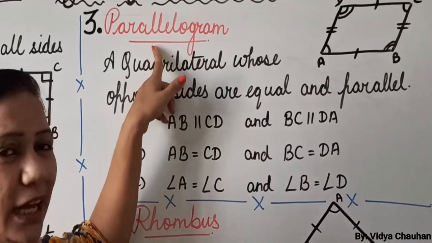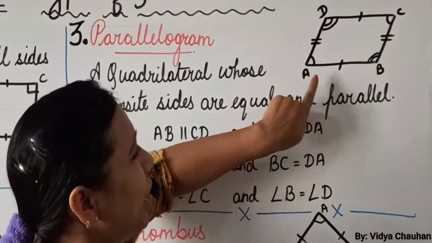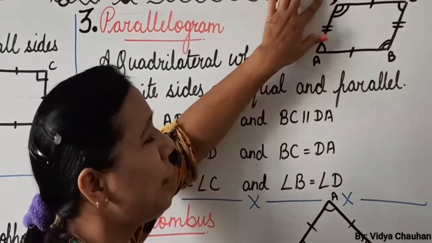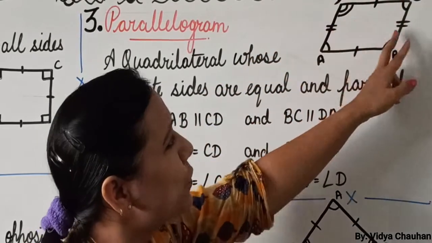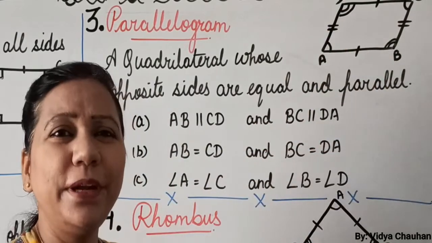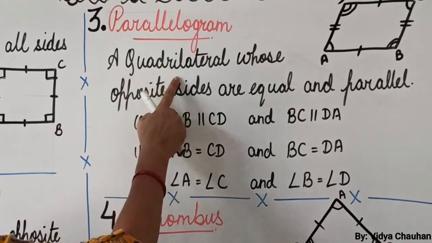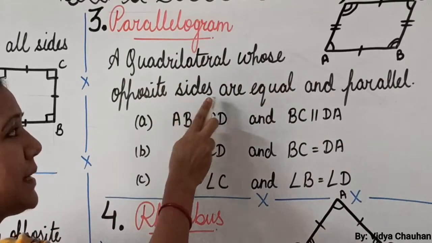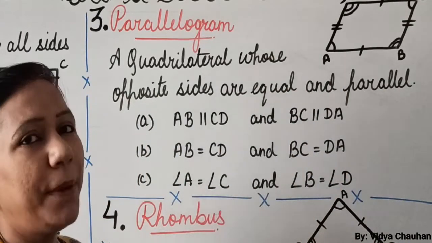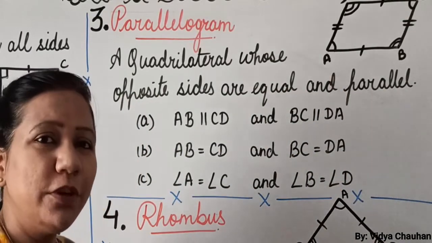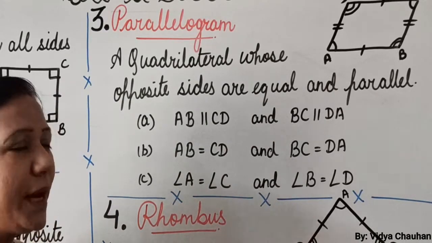Now the third figure is a parallelogram. So this is our third type of quadrilateral, which is a parallelogram. As you can see in the shape, ABCD is a parallelogram shown to you, and you can see the sides are a little bit tilted. So let us first read the definition. What is the main definition of a parallelogram? A quadrilateral whose opposite sides are equal and parallel is called a parallelogram. So the shape in which the opposite sides are equal and parallel forms a parallelogram.